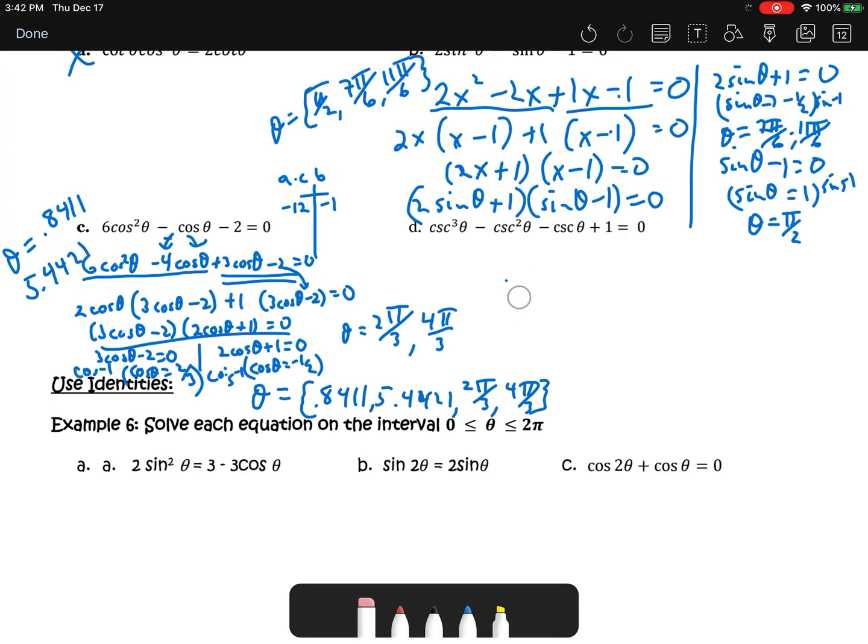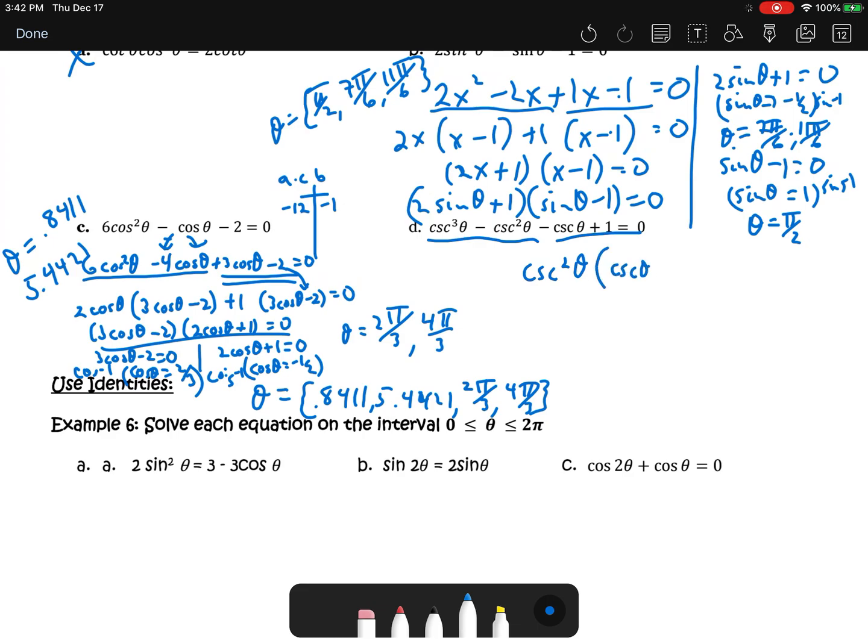Now, you can see why it's going to take us a few days to go through all this. Okay, now on D. D has a cube in it. And whenever you have four terms, we should always factor by grouping. So we're going to take out a cosecant squared. What's left?